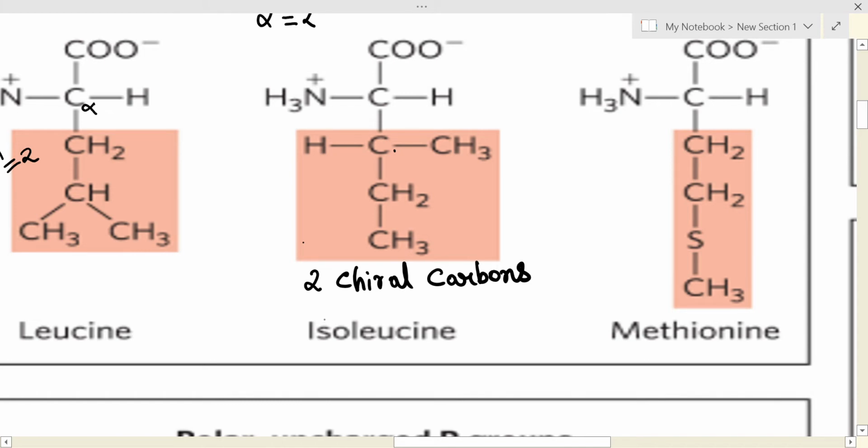Therefore 2 raised to power 2, which is 4 isomers. So isoleucine is important in terms of chirality.